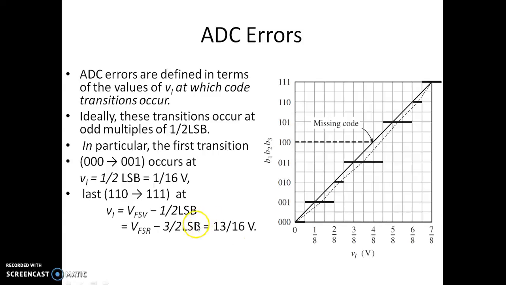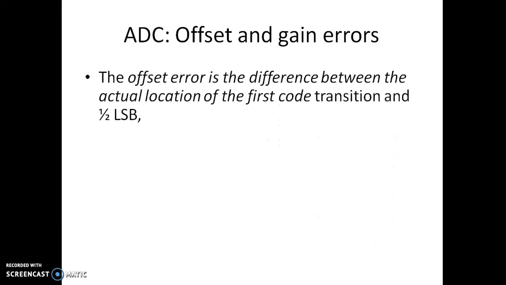This requires some plotting of the graphs on the graph sheet, so that you are able to get all these variations and all this understanding done. We know that VFSR in this case is 16 by 16 and LSB is given by 1 by 16. If you make that 1 minus 3 by 2 of 1 by 16, this exactly comes out to be 13 by 16 volt. Now let us see what these offset and gain errors are.